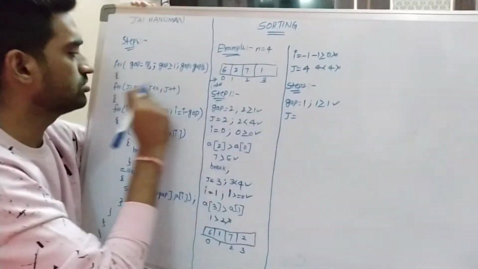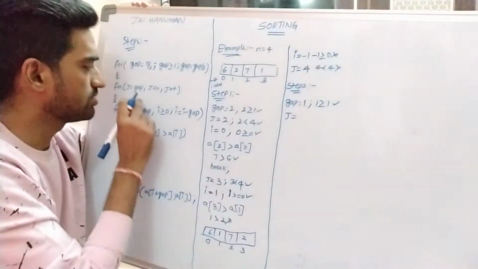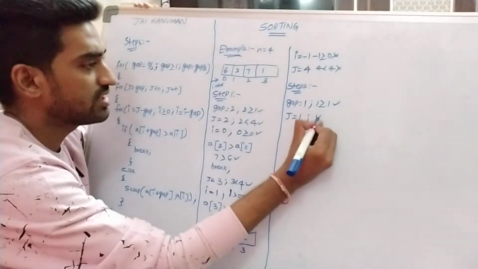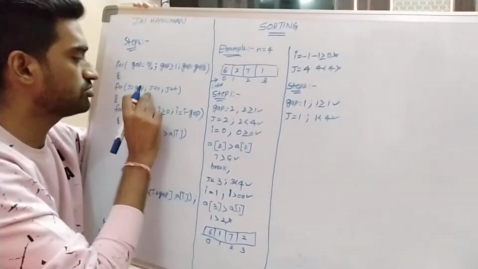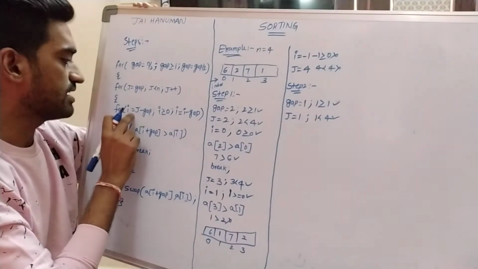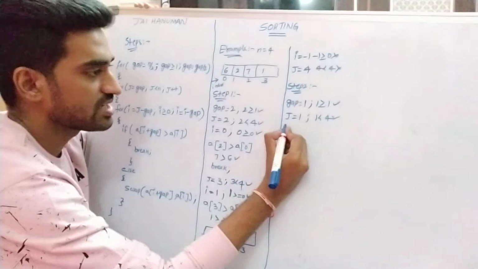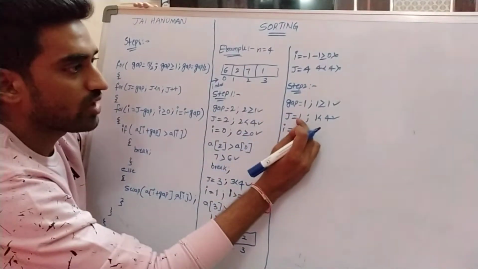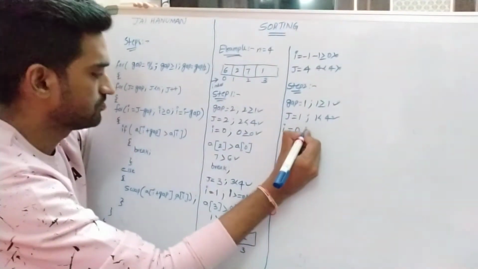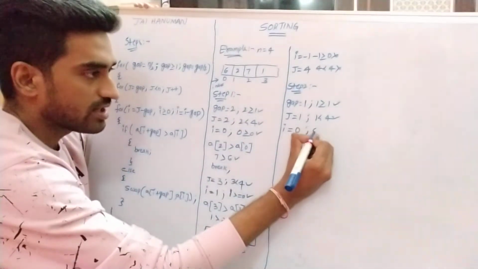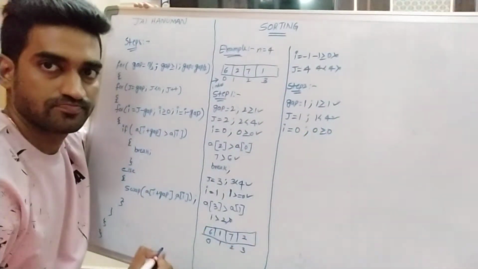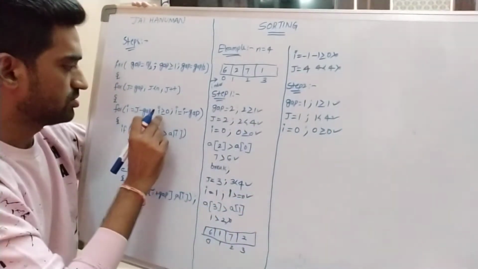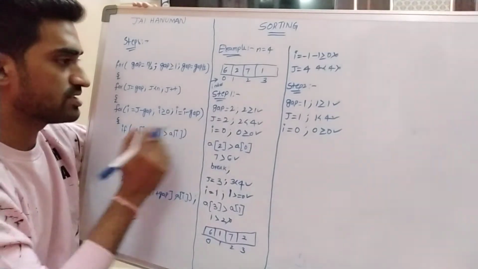j is equal to gap. What is the gap value? 1. 1 less than 4, this is also true. Then for i equal to j minus gap, 1 minus 1, 0. 0 greater than or equal to 0, condition true. Then we check this one.